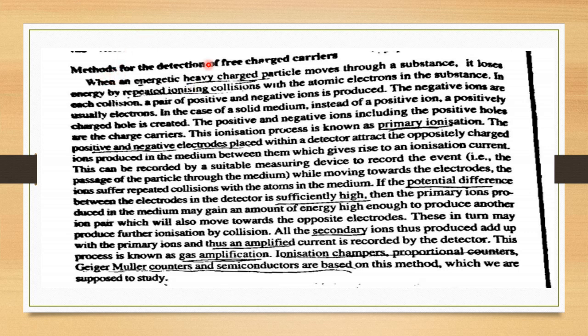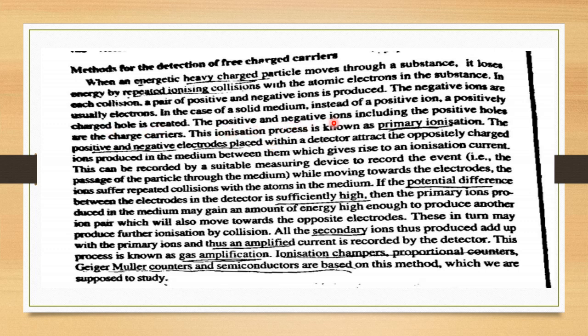Now, the methods for the detection of free charge carriers. When an energetic heavy charged particle moves through a substance, it loses its energy by repeated ionizing collisions with the atomic electrons in the substance. In each collision, a pair of positive and negative ions is produced. The negative ions are usually electrons. In the case of a solid medium, instead of a positive ion, a positively charged hole is created, since the positively charged ions are immobile in the solid medium.